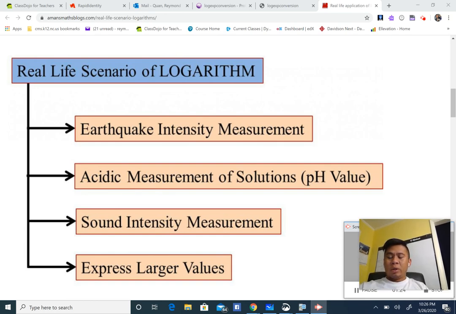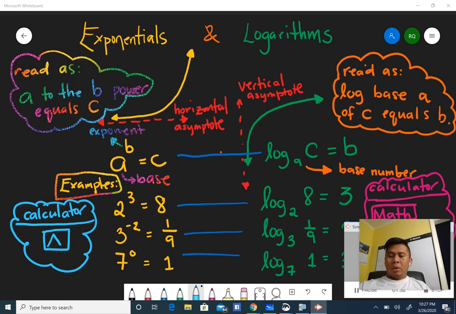Now let's go to our details regarding the exponential and logarithmic conversions. Here is our graphic organizer for exponentials and logarithms. So exponential is always this one in yellow here, which is always either increasing or decreasing. It always has a horizontal asymptote, while a logarithm always has a vertical asymptote like that one.